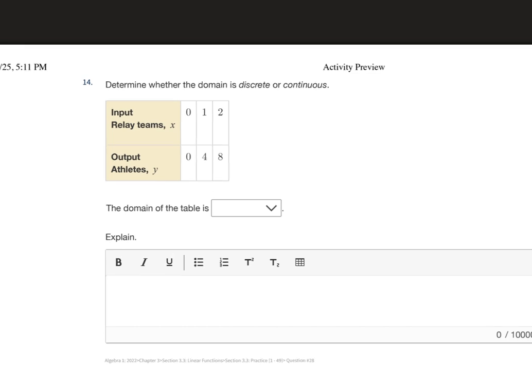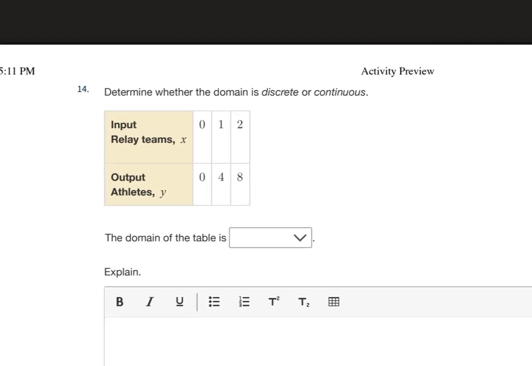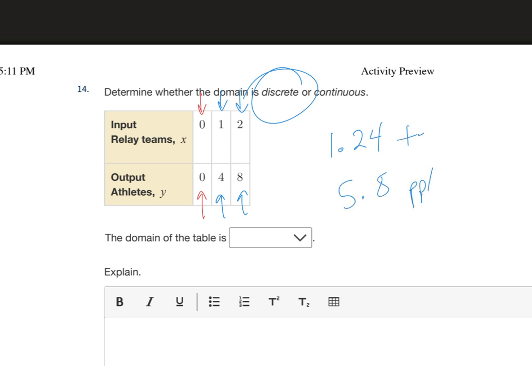Determine whether this is discrete or continuous. So you're on a relay team. If you have 0 teams, then you got 0 people. Cool. You have 1 team, 4 people. 2 teams, 8 people. This is definitely discrete because it's not like you can have 1.24 teams of 5.8 people. That's just not how teams or people work.